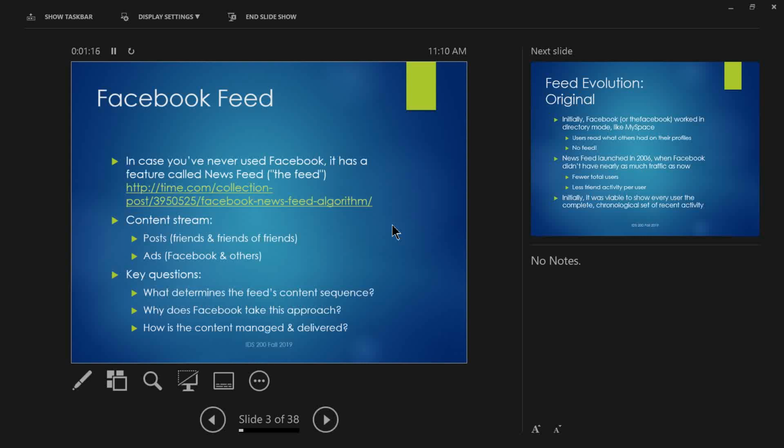That's what's called a third-party cookie.